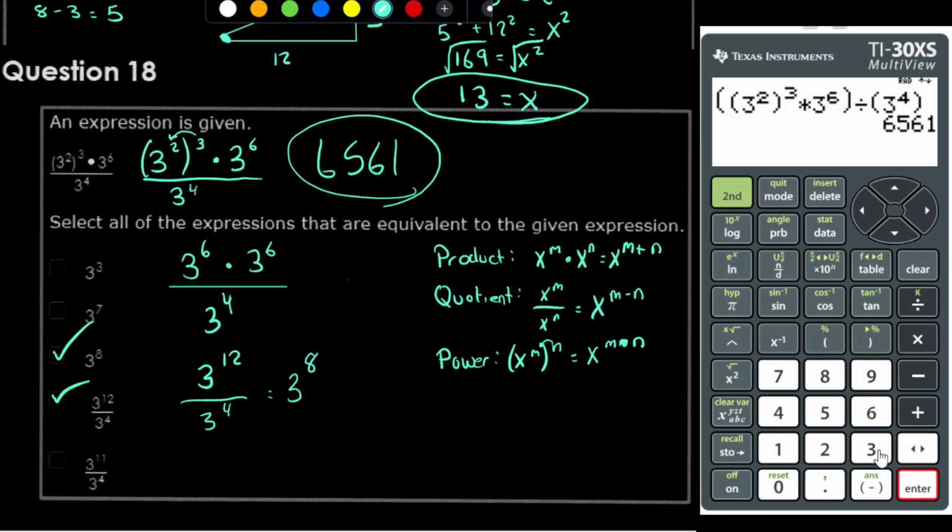So now you can go in and look at each of your choices. 3 to the third. Is that 6561? No. 3 to the 7. Is that 6561? No. 3 to the 8th. Is that 6561? Yes. Check it. 3 to the 12 divided by 3 to the 4. Is that 6561? Yes. Check it. 3 to the 11 divided by 3 to the 4. Is that 6561? No, don't check it. Done.